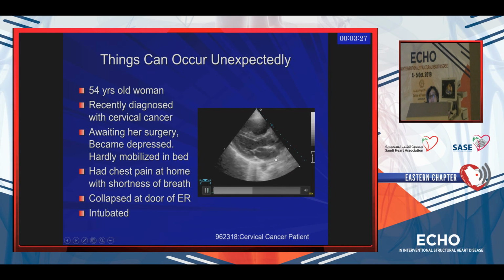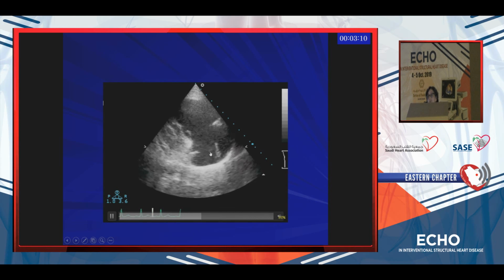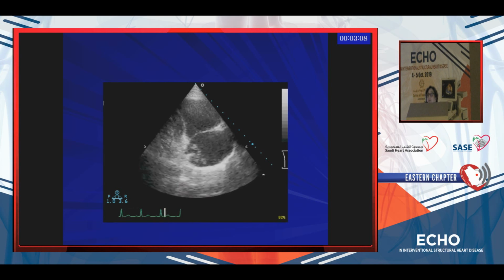And even looking at the transthoracic, you can see this mass, very tubular, very thin in the left atrium, trying to pass through the mitral valve. And we did her right atrium, and this is the popcorn appearance.